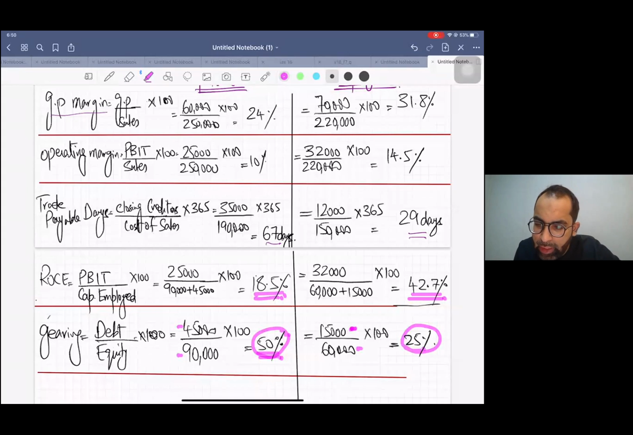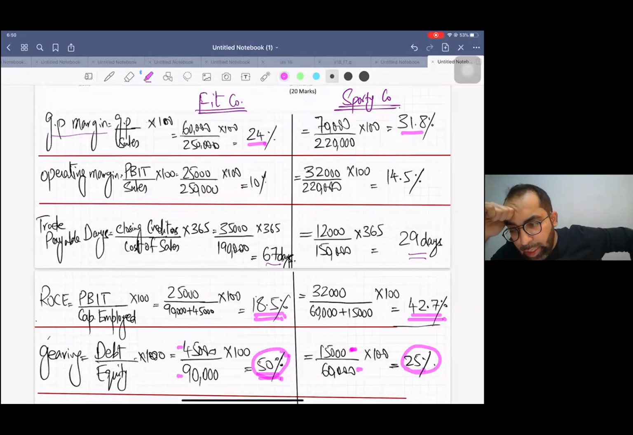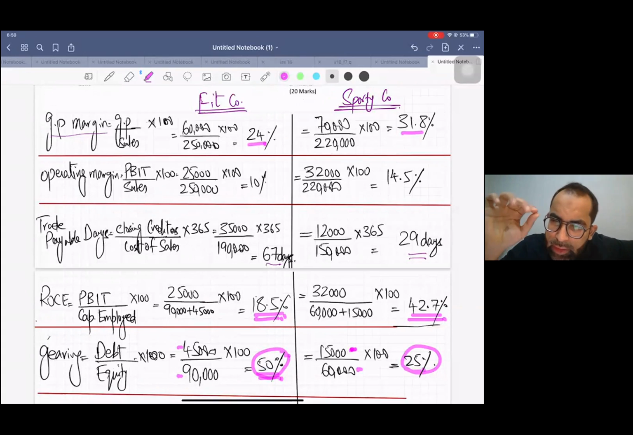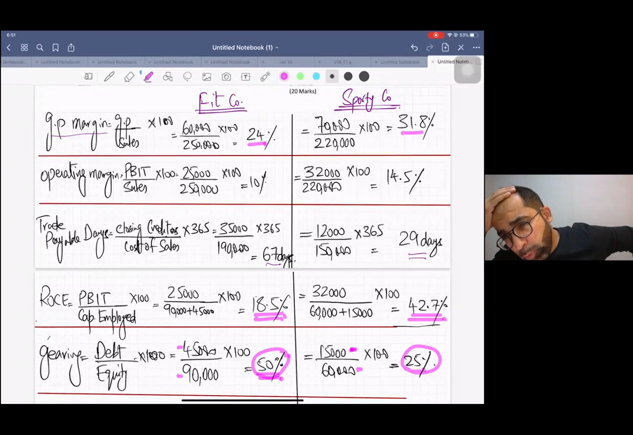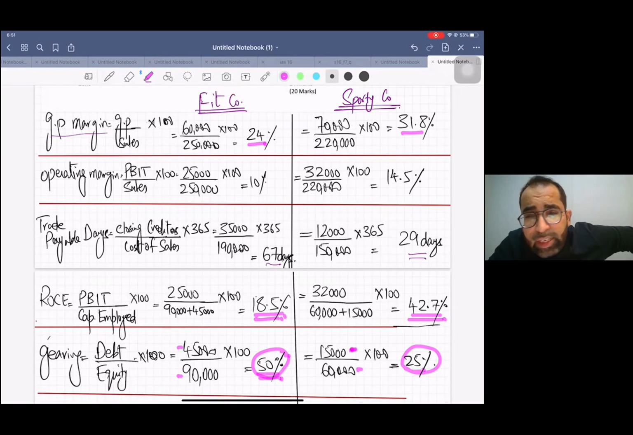Your GP margin for Sporty company is 31 and Fit company is 24. Now use your brain. Higher GP margin means just two things: maybe higher selling prices, or lower costs. Sporty's selling prices may be higher, or its cost is lower. You can write that they may not be facing any competition, that's why Sporty may charge high prices. And for the cost, there is real evidence, you can make the connection.